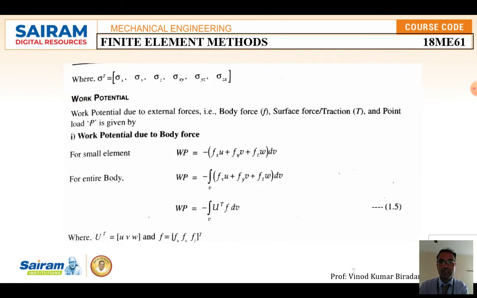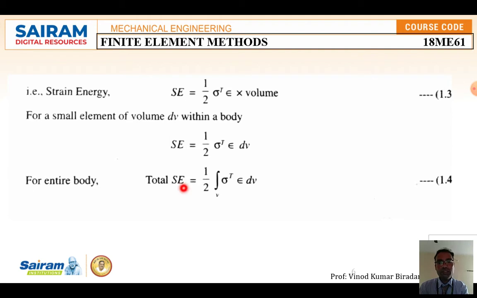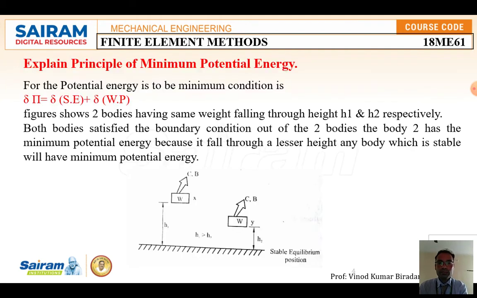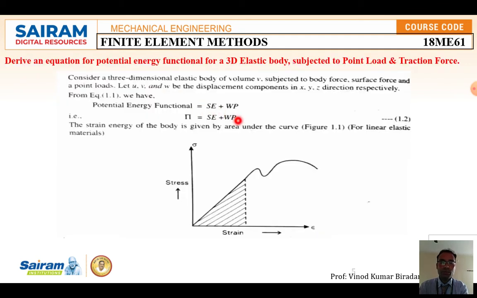Like that you have to calculate. Here sigma is sigma x, sigma y, sigma z, and the shear stresses along xy, yz, and zx. So this is the strain energy induced in the given small element. We know the definition is strain energy plus work potential. We calculated only the total strain energy of the given element. Along with that we need to calculate the total work potential on the given system.